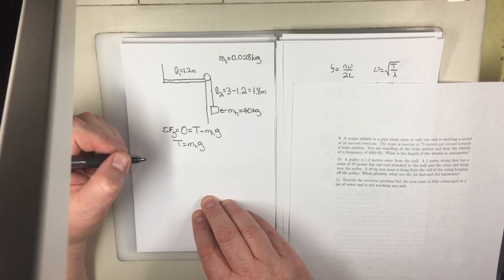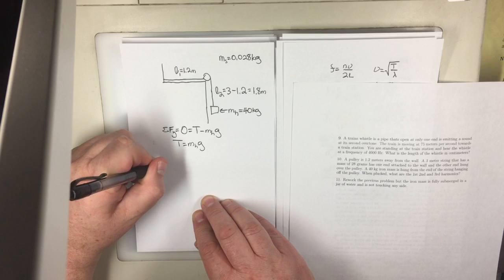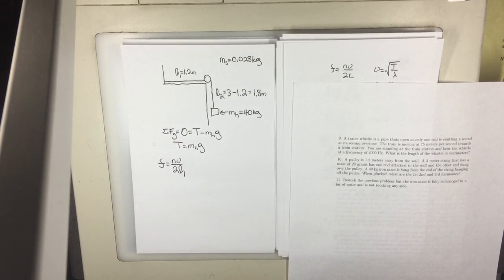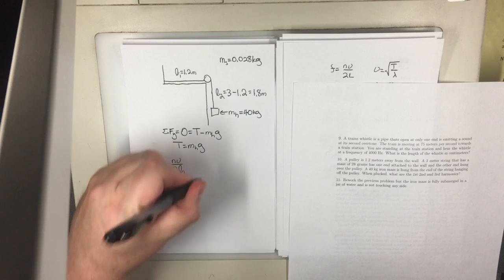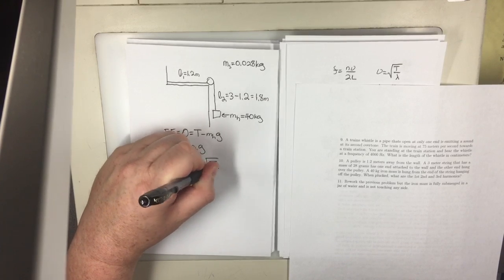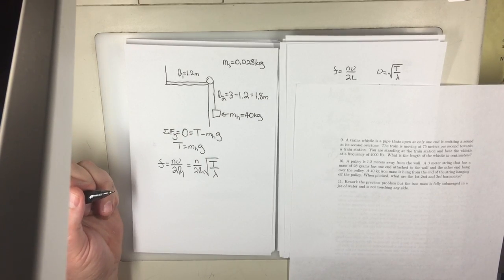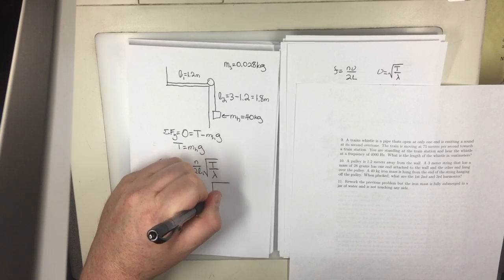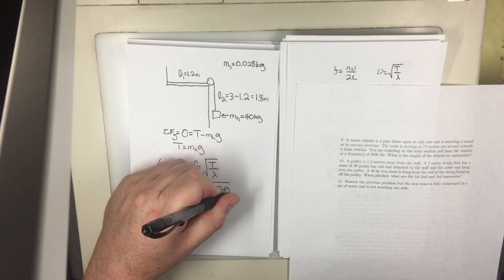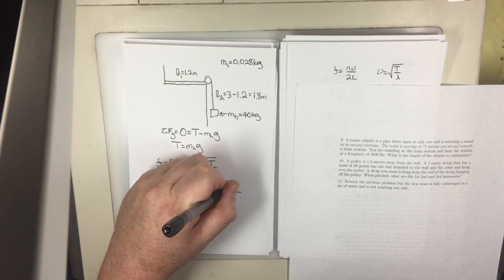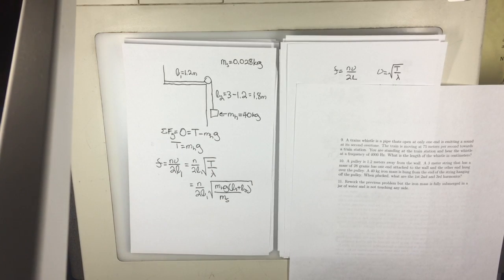I want to know the first, second, and third harmonics. F is nV over 2 L1. L1 is the vibrating length. The velocity is the square root of the tension divided by linear mass density. The tension is the hanging mass times gravity. Lambda is the mass of the string over L1 plus L2. Or you could just substitute in 3. It doesn't really matter.